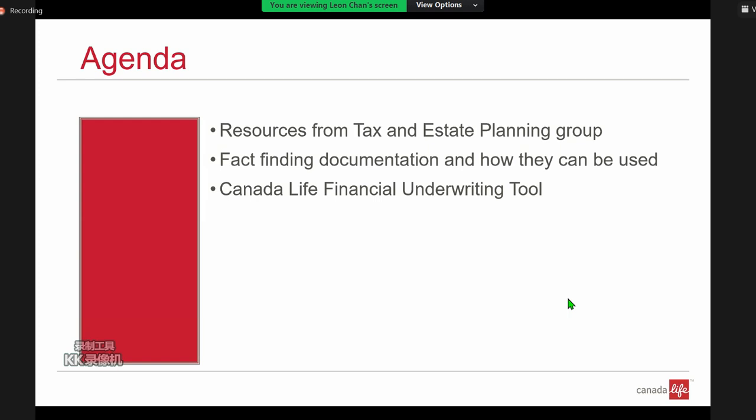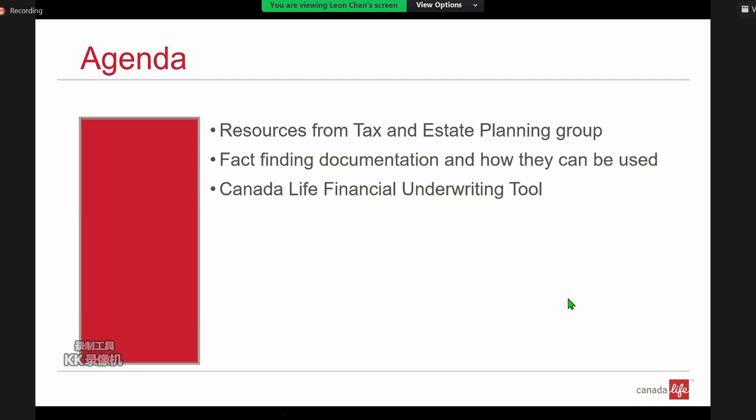For the agenda for today, I doubt it'll take 2 hours. We'll take as long as we need, but we're trying to cover mainly three things here. I wanted to start off quickly by going on our tax and estate planning group website, as well as talking a little bit about some of the services that they do offer.